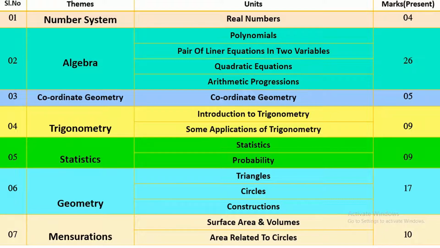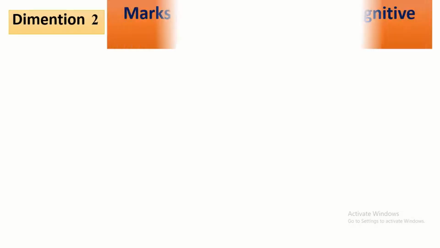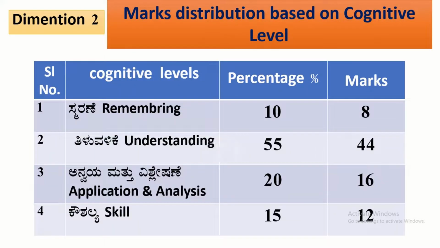So next we have to observe another one, that is dimension 2. In dimension 2, the marks distribution is based on the cognitive level. So the cognitive levels are like this: one is remembering, understanding, application and analysis, and skill.